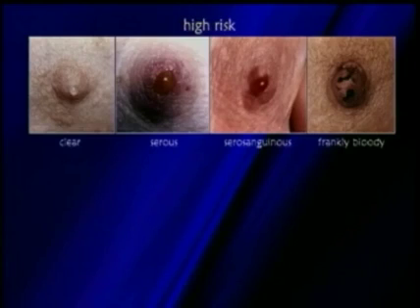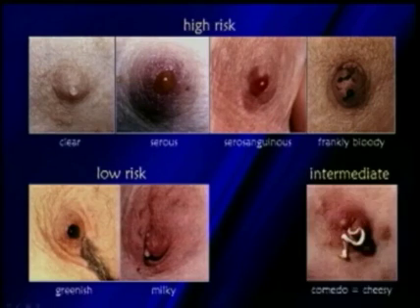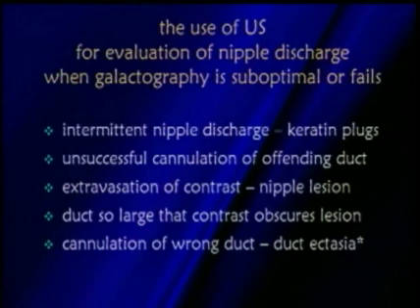And in looking at these different discharges that can come from the nipple, here is what the clear would typically appear to be: serous, serosanguinous, and frankly bloody type discharge. The low-risk type ones that we will see are greenish or an actual milky discharge, and other types that occasionally can occur, more of an indeterminate, is when we get this comedo or more of a cheesy type of appearance of the nipple discharge.